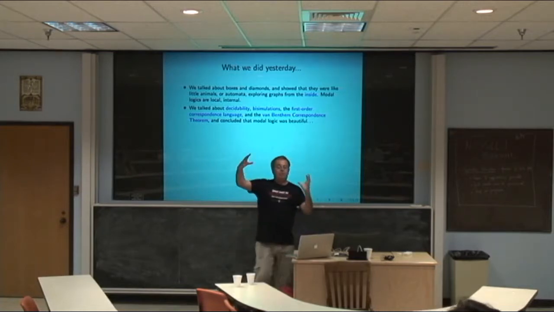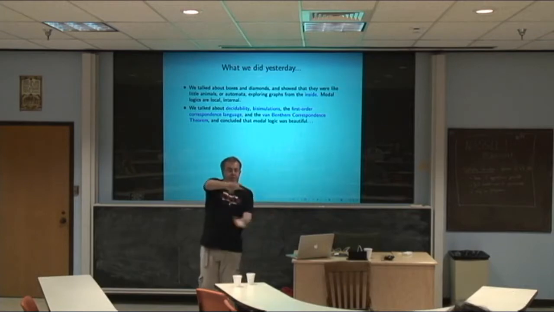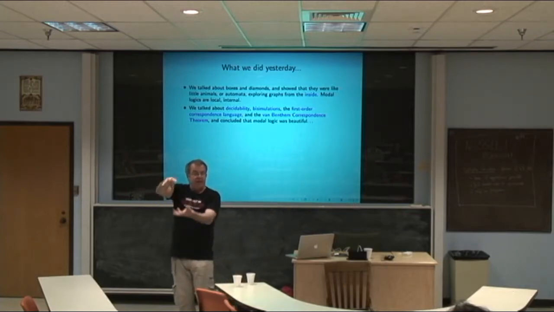Anyway, basically, the Van Benthem theorem says modal logic is the bisimulation-invariant fragment. It's the bit of first order logic that can't tell bisimilar models apart. Exactly that bit.